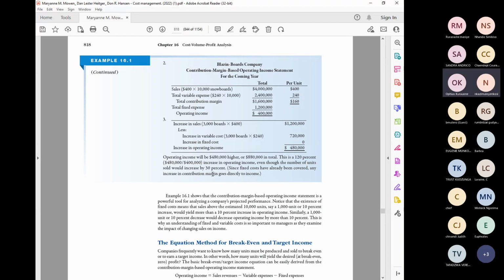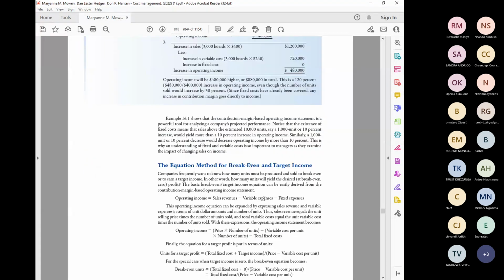Do you understand? Because all the fixed costs have been covered already. So the fixed costs have an impact on the profit. If the fixed costs are high, they will reduce the profit margin. Any question?